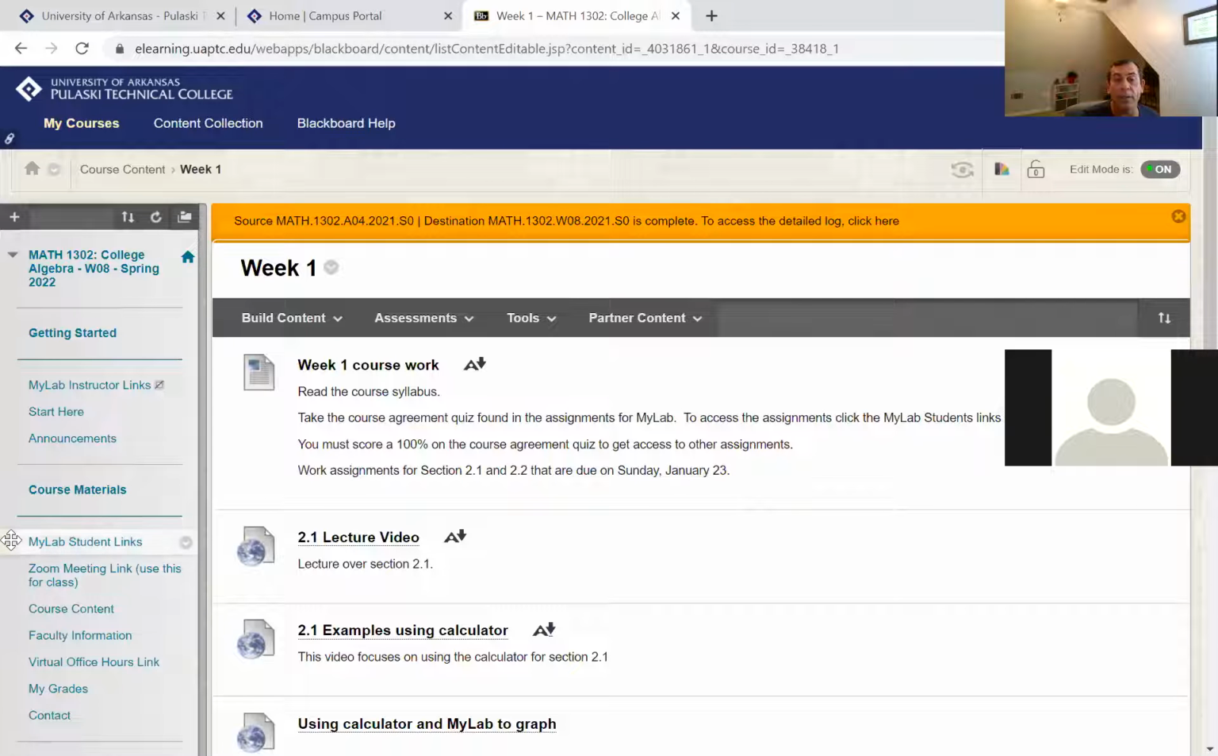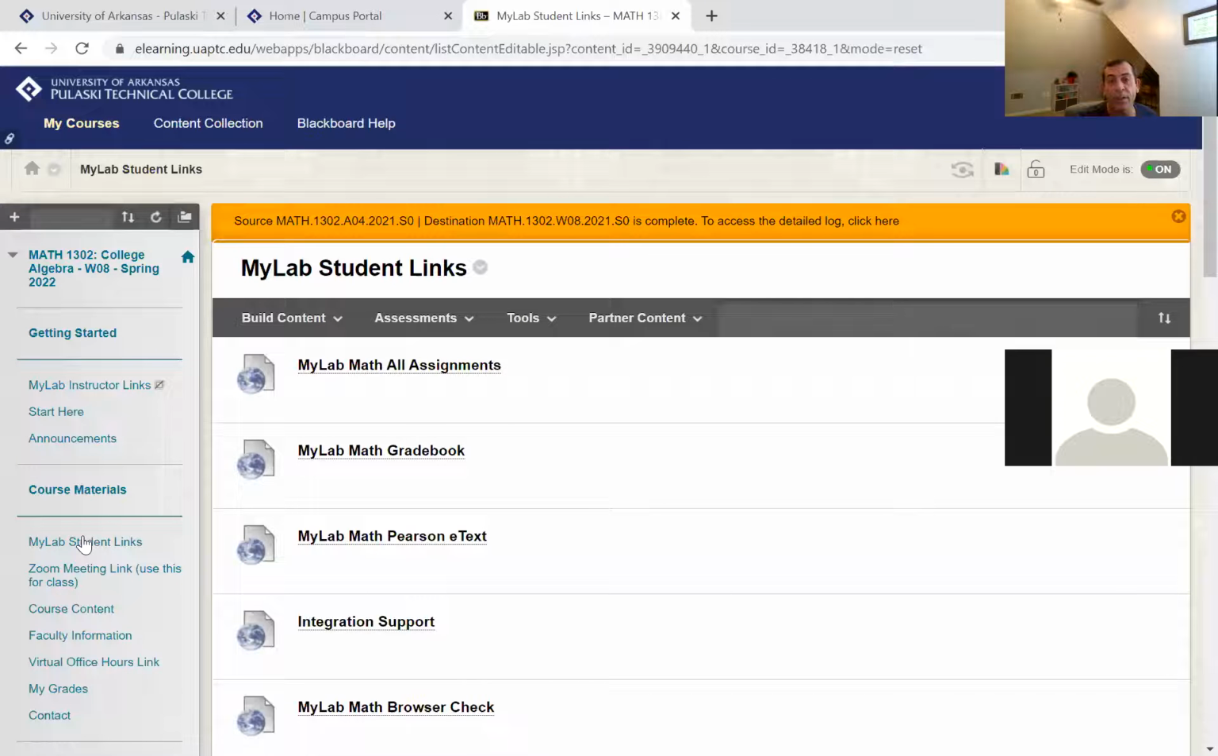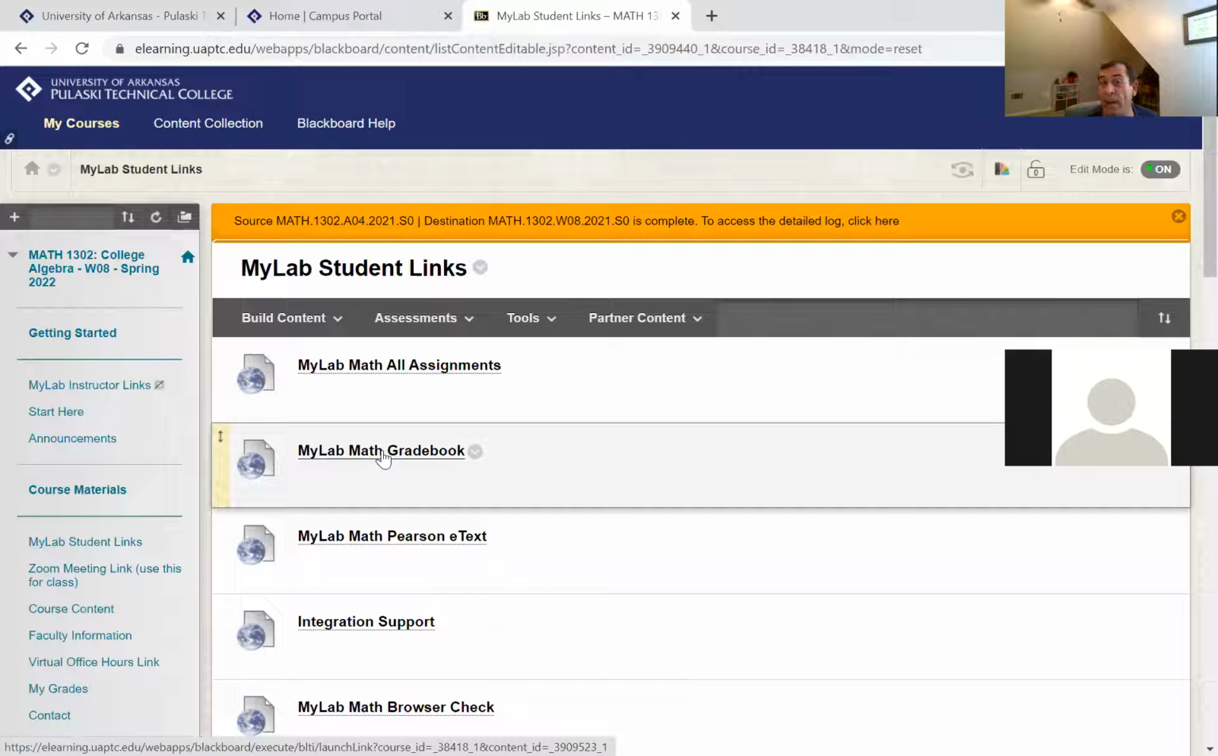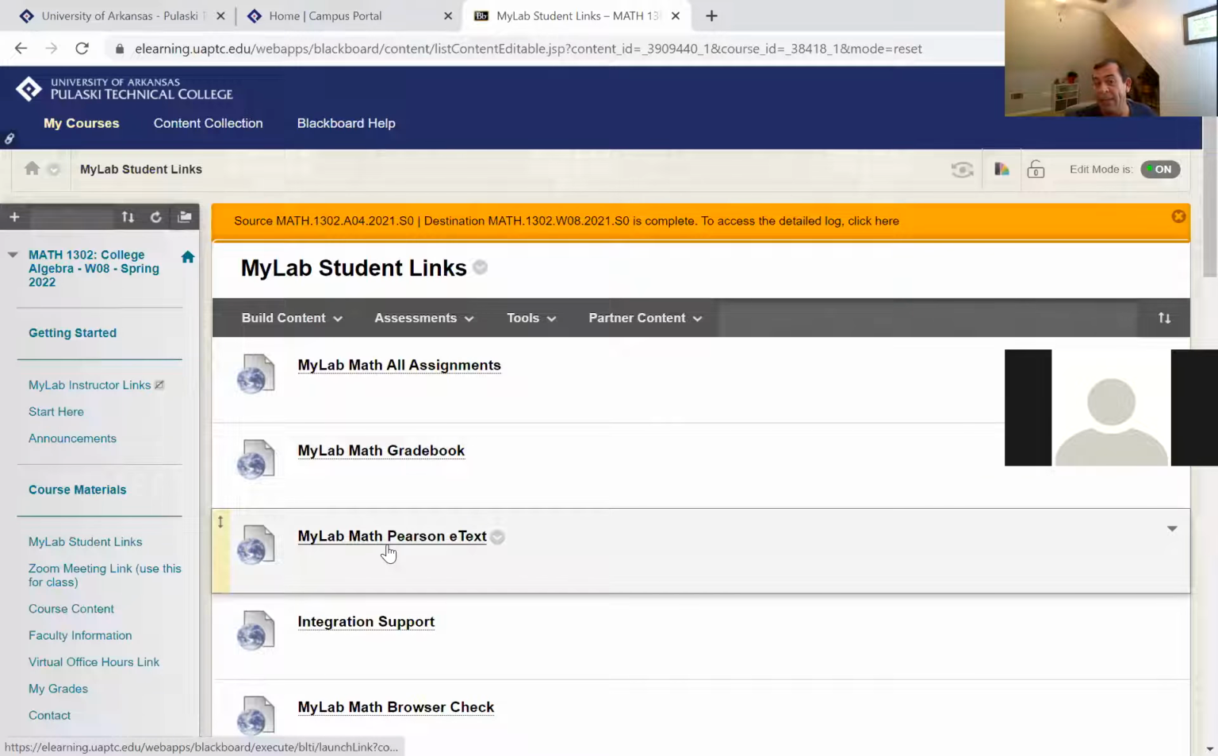So I'm gonna go into the student links because that's the main thing for y'all. Once you get to the student links, here's your assignments, the top link. Under it's the MathLab gradebook. It's the most accurate. Now it'll sync the grades over into Blackboard, but sometimes it takes a while. So if you do an assignment that's graded in MyLab, it might not show up in Blackboard as soon as you do it, okay? So you might have to wait a little bit for it to sync them grades over. And then under that's the link for the e-text. If you want to look at the book, look at their examples, you can click that e-text, okay?